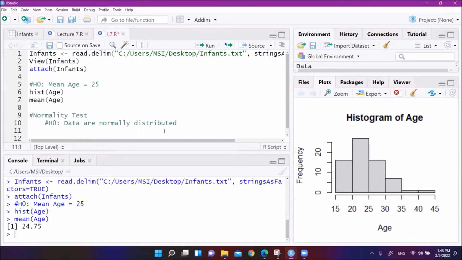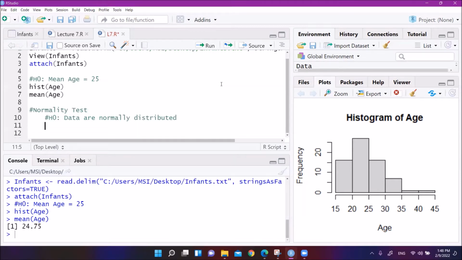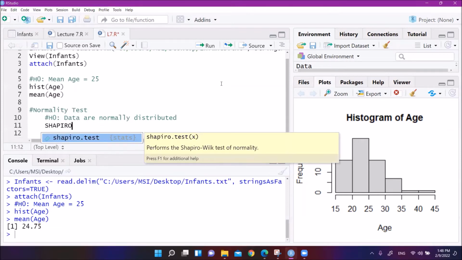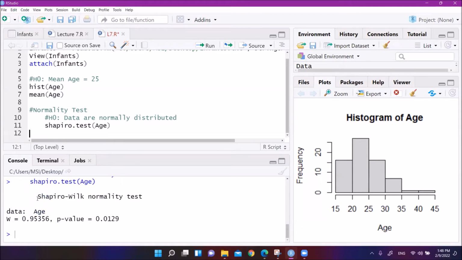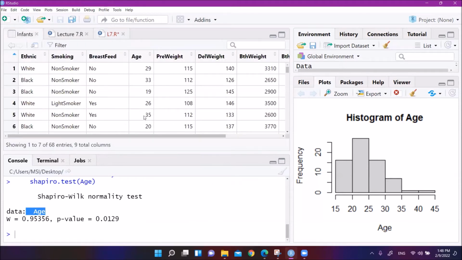So in R, how do we perform the normality test? shapiro.test. That is there in the base R package, so without any additional package you can use this. It's just a matter of giving the variable you are going to check. We are going to test whether the age is normally distributed or not. It gives out the results. So how do you read this? Shapiro-Wilk normality test is the name of the test. Data refers to the age variable.